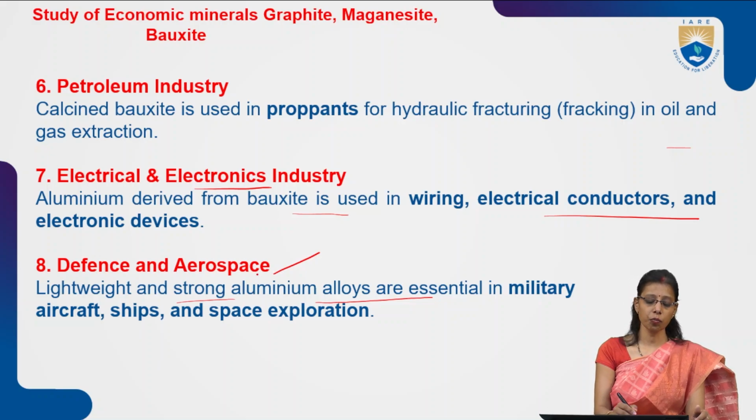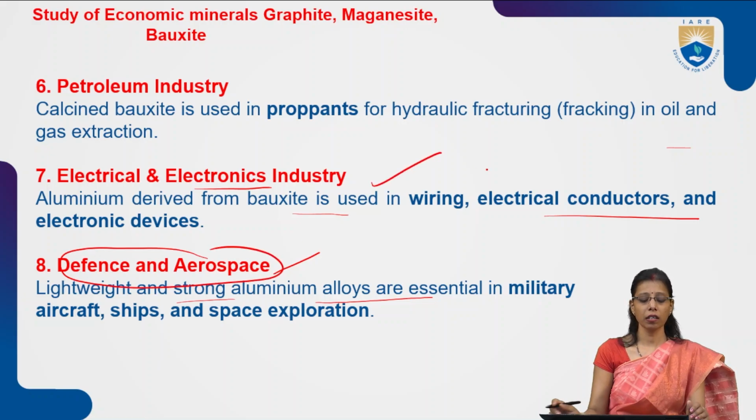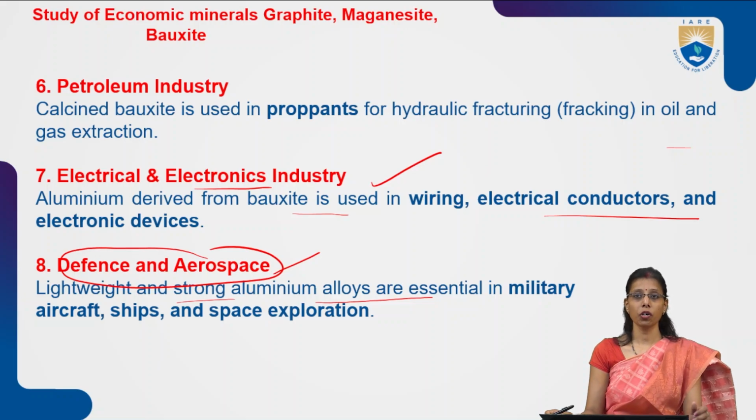So basically it is very important in defense and in the electrical and electronics industry, because most of the aluminium is used in wiring, as electrical conductors, and in electronic devices. Lightweight and strong aluminium alloys are essential in military aircraft, ships, and space exploration.